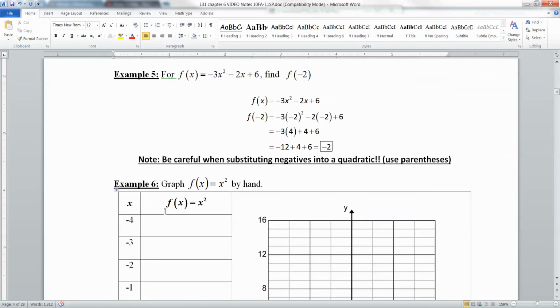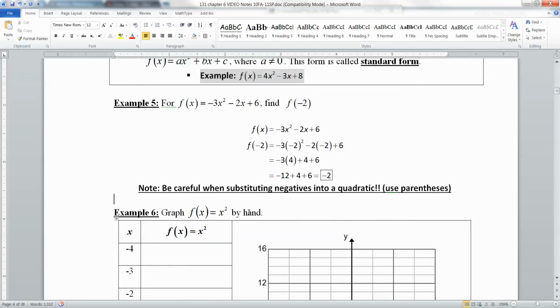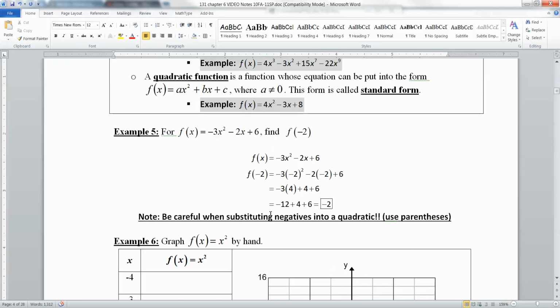All right, we don't have time to do the graph, so that's where we're going to start next time, with graphing x squared by hand, i.e. we're going to use our calculator to help us. All right, I'll see you then.